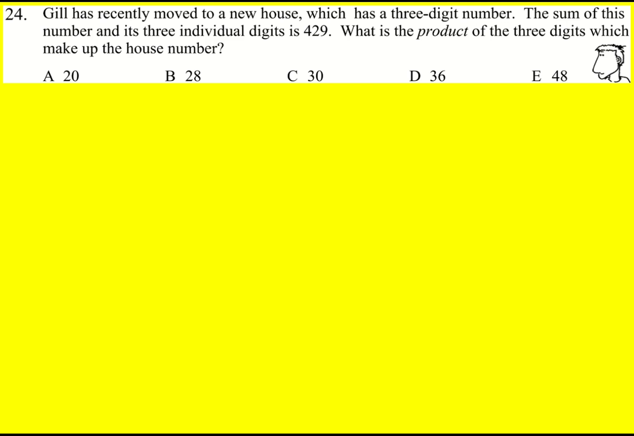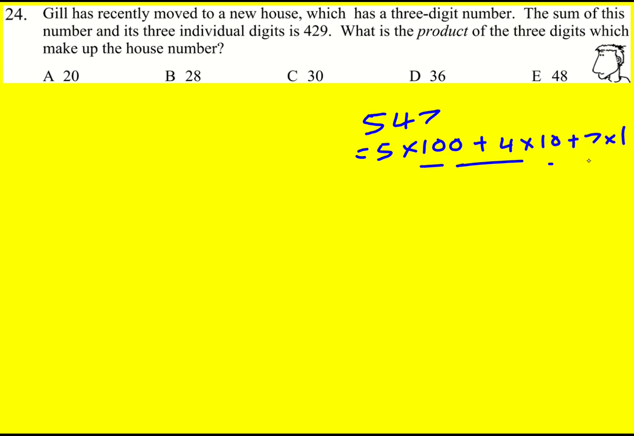I'm going to show you a good strategy for dealing with questions like this. If we take the number 547, then we could write it as 5 times 100 plus 4 times 10 plus 7 times 1. This is what I call powers of 10 form.